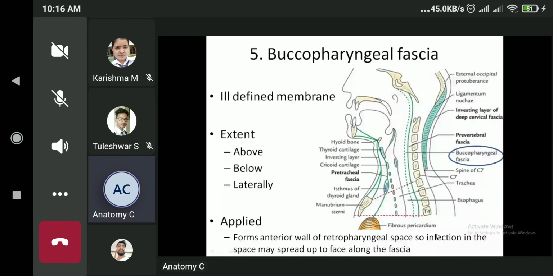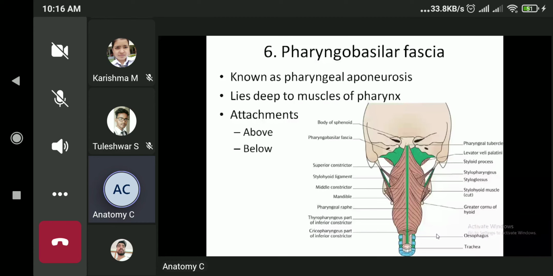Then the sixth modification of cervical fascia is the pharyngobasilar fascia. Don't get confused between buccopharyngeal fascia and pharyngobasilar fascia. Buccopharyngeal fascia is considered the epimysium of the pharyngeal muscles, which extends right from the base of the skull up to the superior mediastinum. But remember, pharyngobasilar fascia is the smallest one. See, this green color is representing the pharyngobasilar fascia, and it is known as pharyngeal aponeurosis because it connects the pharyngeal muscle with the base of the skull.